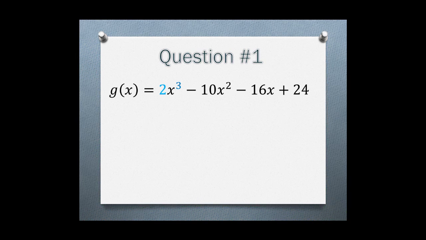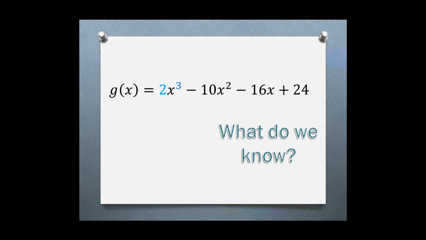So the first question we have is 2x cubed minus 10x squared minus 16x plus 24. So what do we know? First, we know that it has a positive leading coefficient. The coefficient defines the direction of the end behavior. In this case, the positive 2 leading coefficient tells us that as x goes to infinity, y goes to infinity.